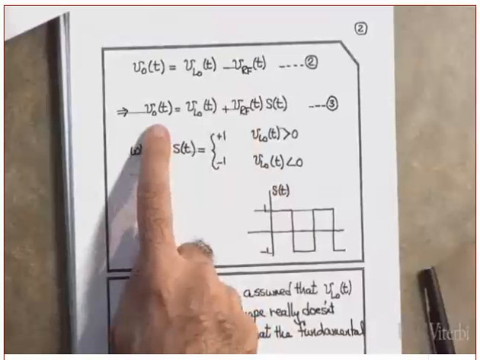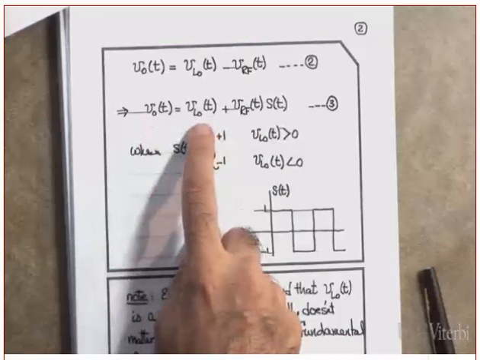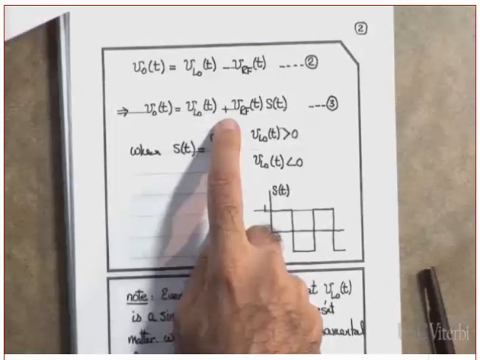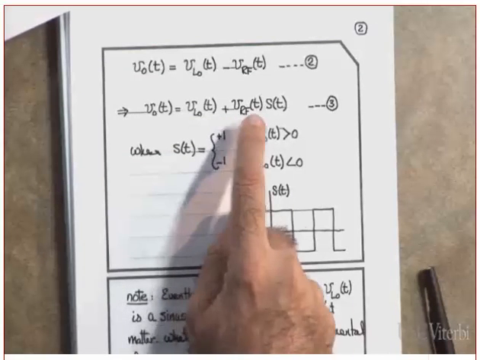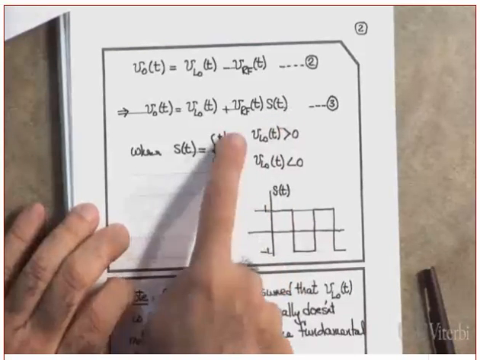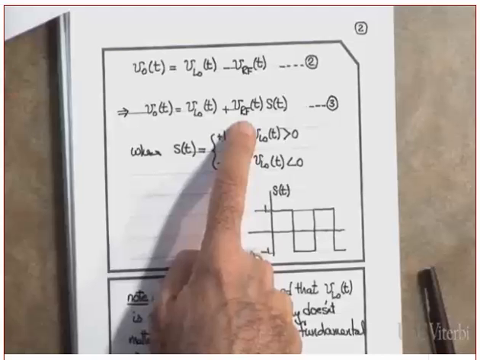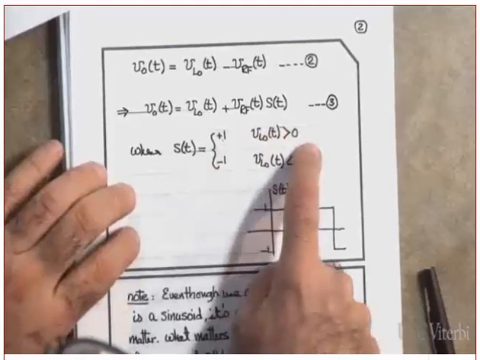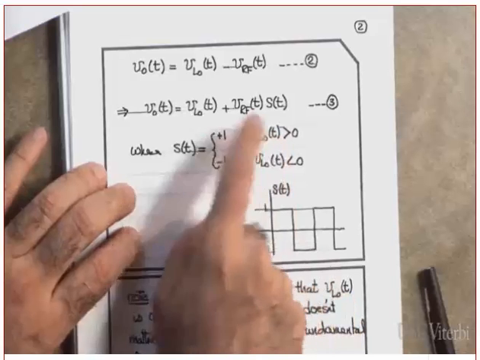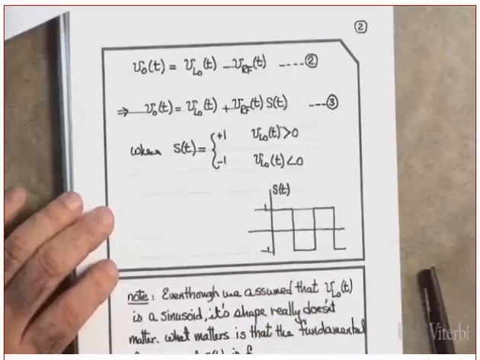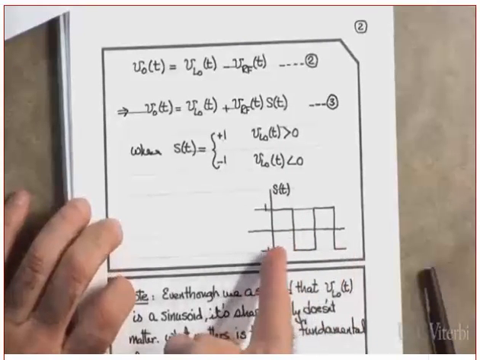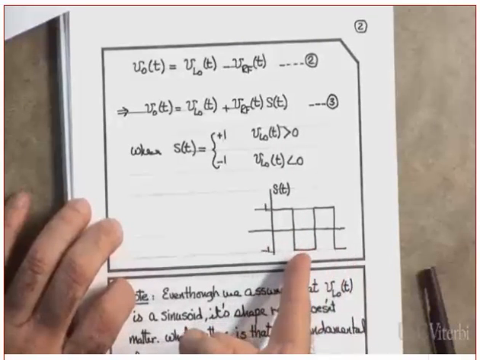What do I get? Vout(t), which is the output voltage, is equal to what? VLO(t), which is the local oscillator, plus what? VRF(t) times what? S(t), where S(t) is this. S(t) is either +1 or -1. If S(t) is equal to +1, what does it mean? It means that VLO(t) is positive. If it is negative, it means VLO(t) is negative. Clear?